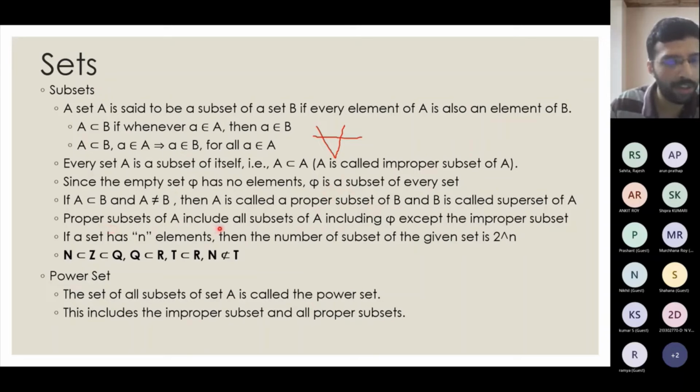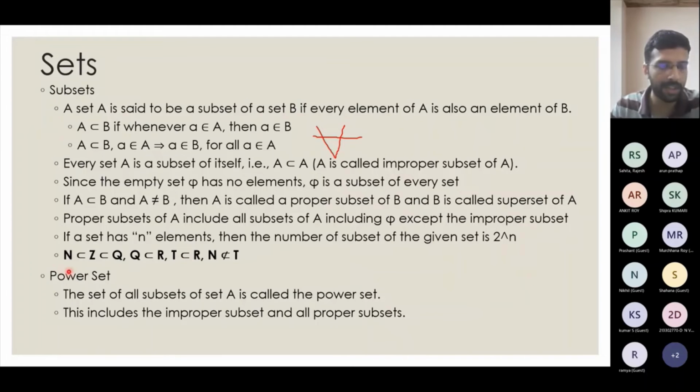And proper subsets of A include all subsets of A including phi except the improper subset. And if a set has n elements, we can tell that the total number of subsets is 2 raised to n. That is including the improper subsets. So if I want the number of proper subsets, that will be 2 raised to n minus 1.